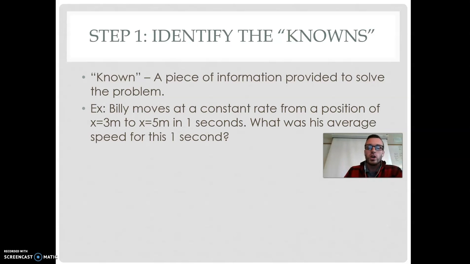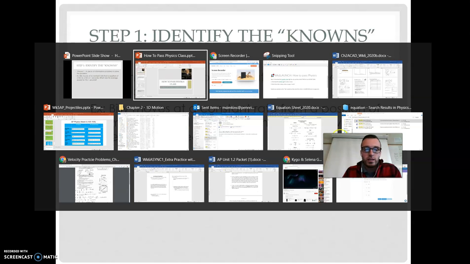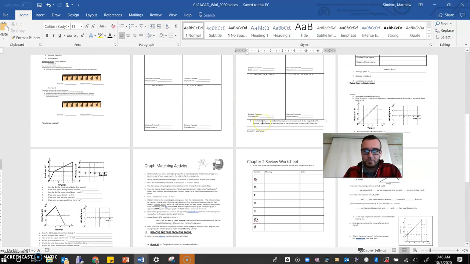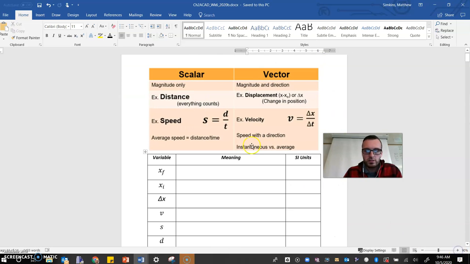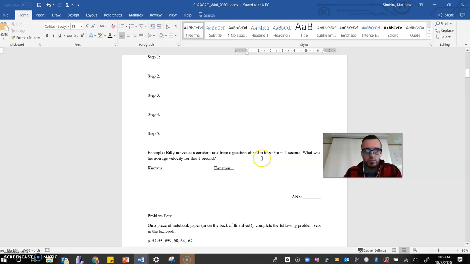First thing you want to do is you want to find the known pieces of information. So on your notes, if you go to page 2, it says step 1 right down there. Identify the known pieces of information. If you look at your notes and you go down under step 1, 2, 3, 4, 5, you'll see this little problem about a boy named Billy, and that's the one we're going to look at today.